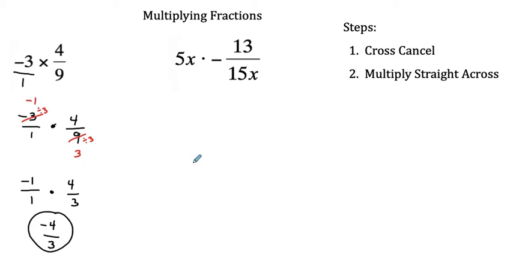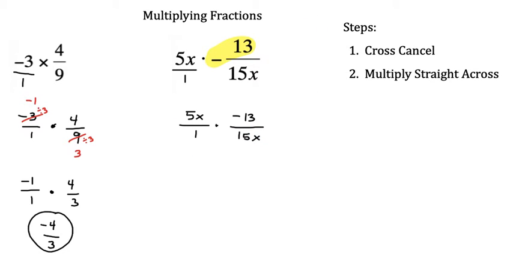Let's try another example like that. So here the 5x is not in fraction form, so I'm going to put it in fraction form by putting it over 1. So 5x divided by 1 times negative, I'm going to give the sign to the numerator. -13 over 15x.